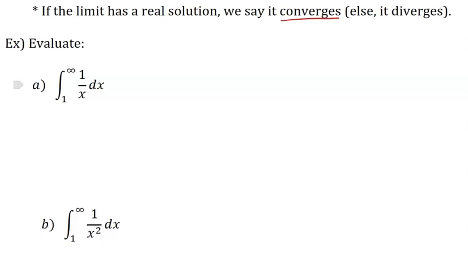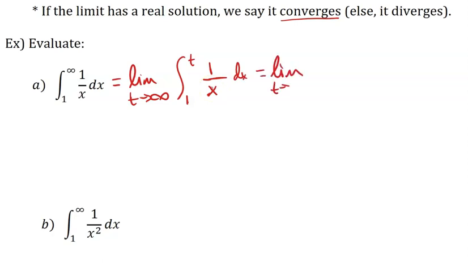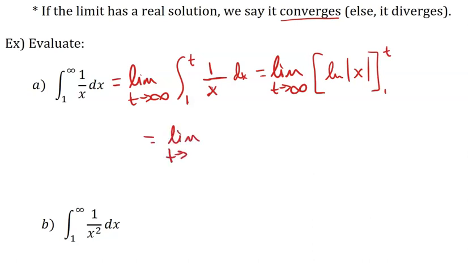Okay, so here I see I'm going from 1 to infinity, so I am going to write this as the limit as t approaches infinity of the integral from 1 to t of 1 over x dx, okay, which is the limit as t approaches infinity of, and so I have an antiderivative there of natural log of absolute value of x from 1 to t, okay, which is the limit as t approaches infinity of natural log absolute value of t minus natural log of 1, which is 0.